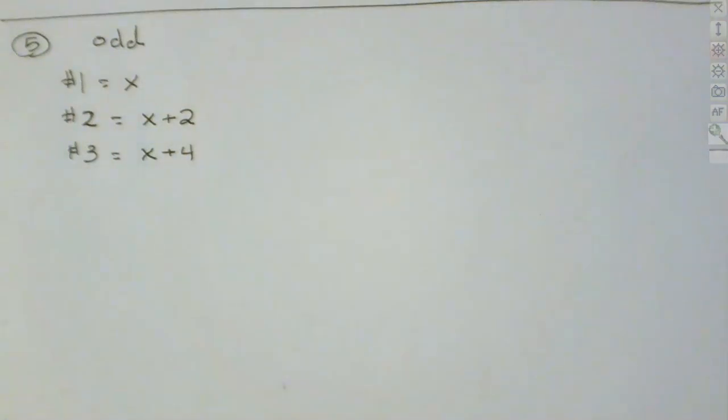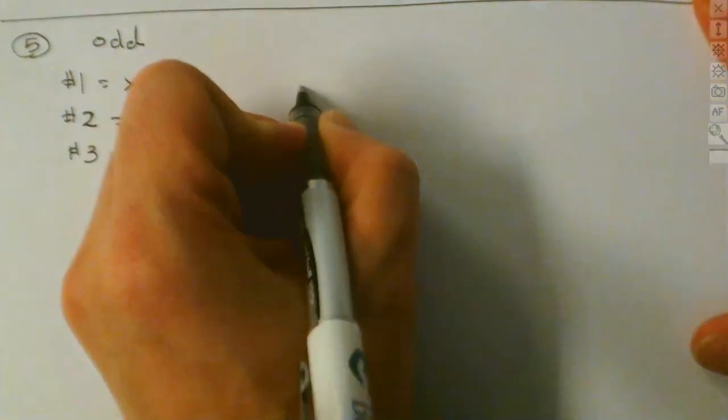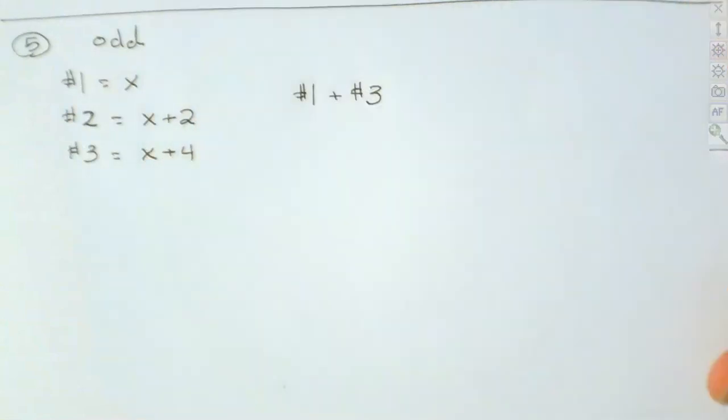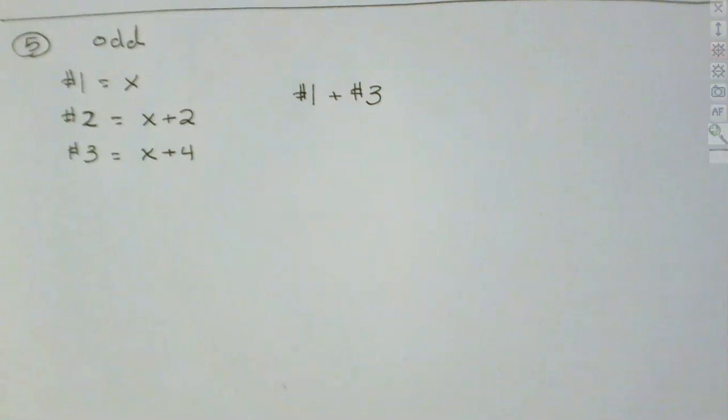Now it says, if we read it again, if the first and the third of 3 consecutive odd integers are added. So let's break that up first. First and the third are added together. So that's 1 plus 3. Okay? Is everyone okay with how I got that little part out of there?